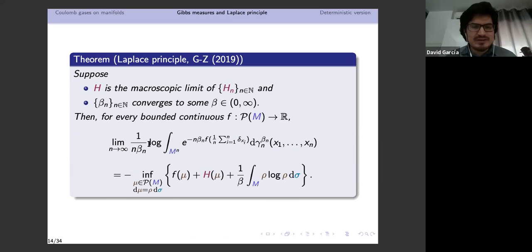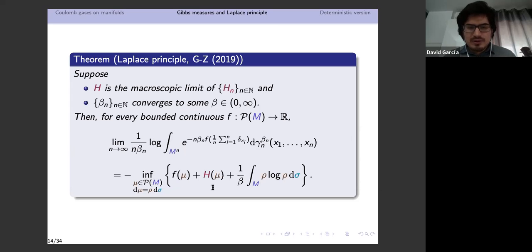This says that the limit of 1 over n beta n times the logarithm of the integral of this expression, this is the exponential of minus n beta n times f, the function that we have chosen, evaluated at the empirical measure, and integrating with respect, of course, to the non-normalized Gibbs measure, goes to minus the infimum of f plus H plus some term. So the infimum is taken over the set of probability measures that are absolutely continuous with respect to sigma.